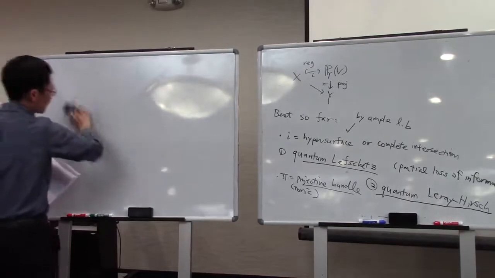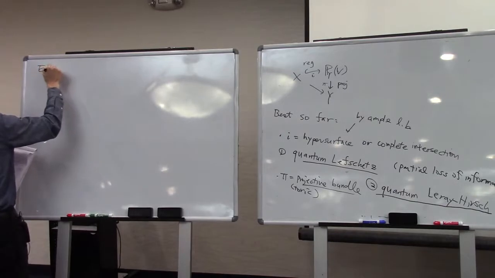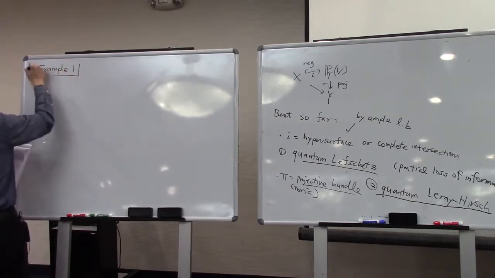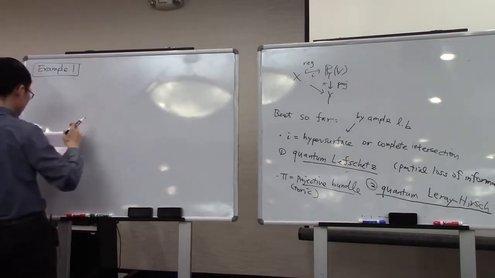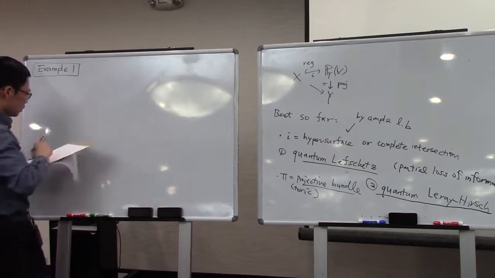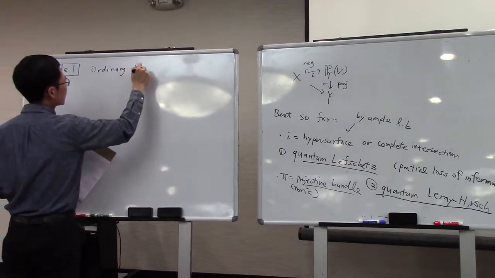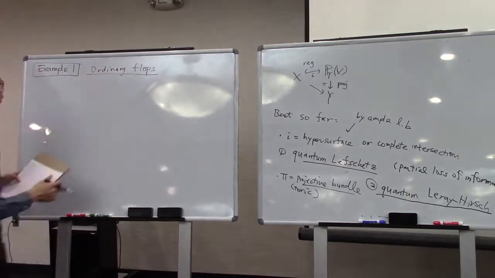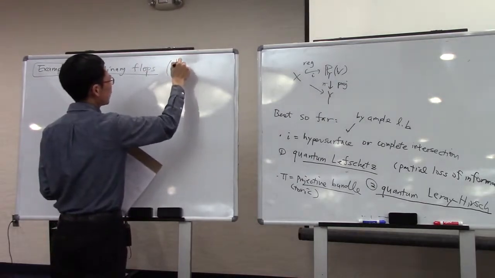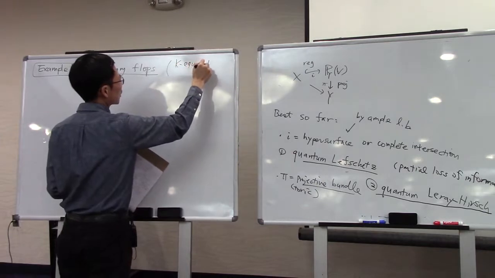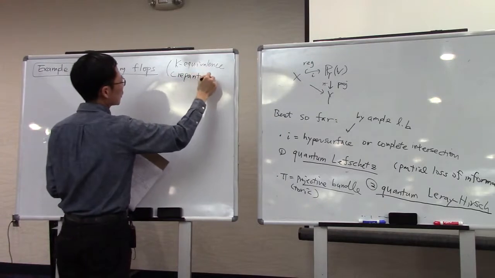And the first example I will give is the ordinary flop. This is a special case of something called K-equivalence, or crepant transformation.